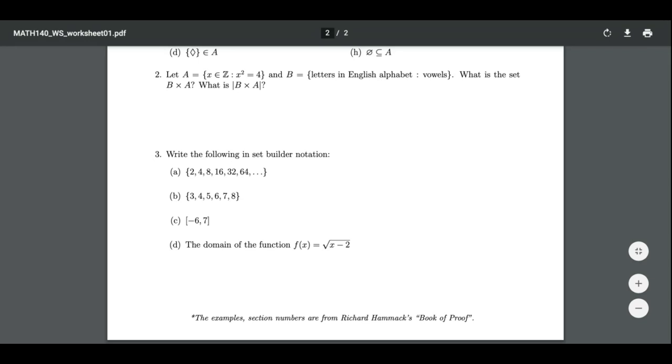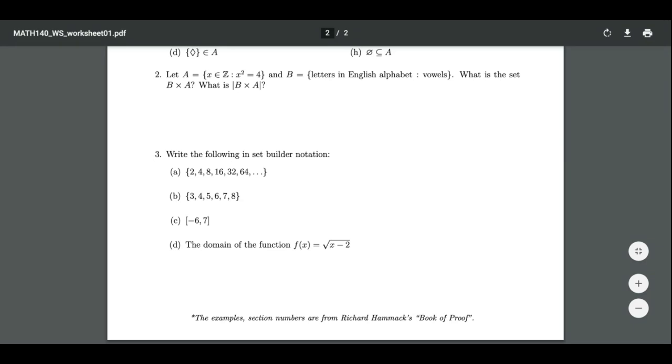Lino is saying, okay, the first set A has 2 and negative 2, right? So the size of A is 2, and the size of B is 5. So the size of B cross A should be 10. Let's count to see if she has 10. So she has negative 2 A, negative 2 E, I, O, U, then 2 A, E, I, O, U. Perfect.